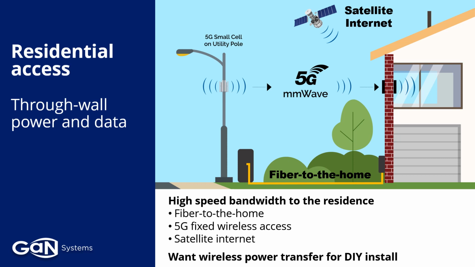As we're discussing how wireless power transfer solves problems, I wanted to show you one example that we're working on with residential access for high-speed data. Some people call it through-wall power and data. And really the challenge here is getting high-speed data from the outside world through walls and windows inside of buildings. And that can be with fiber to the home, 5G fixed wireless access, or satellite internet systems. The common thread in all of these is getting the high-speed data from outside to inside.